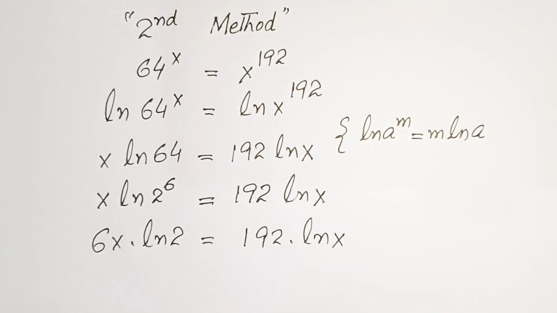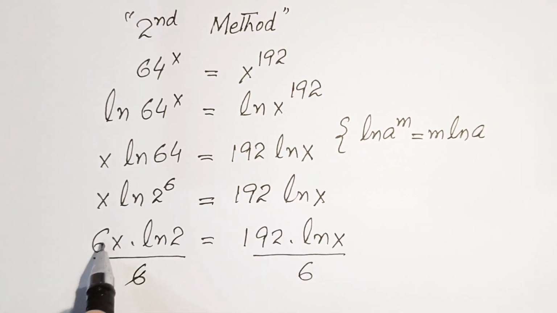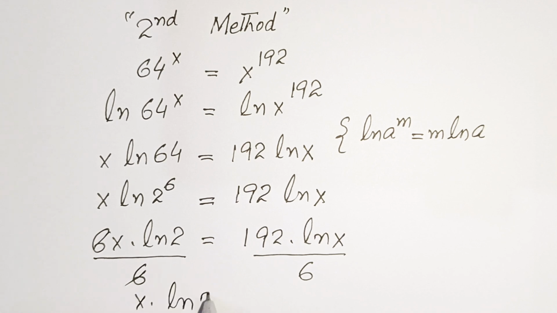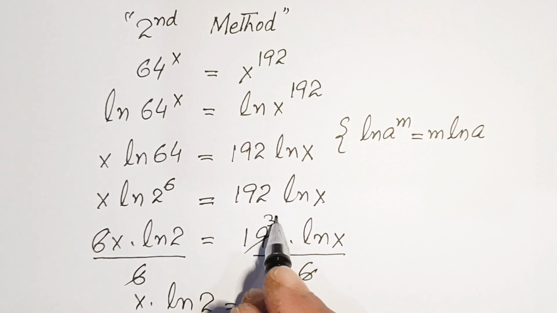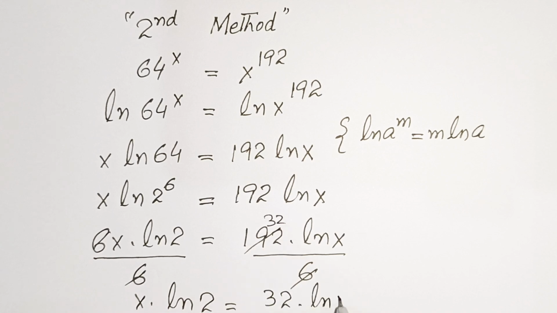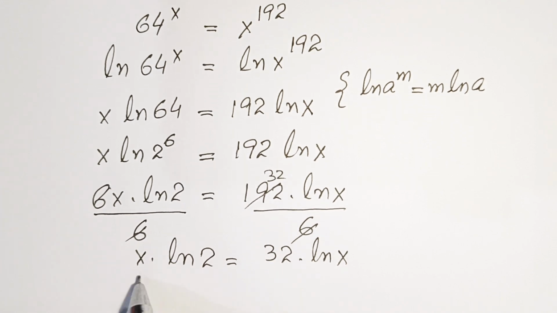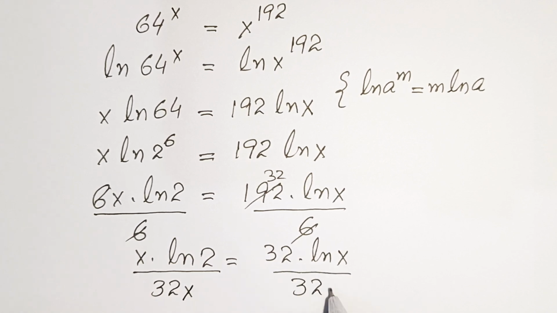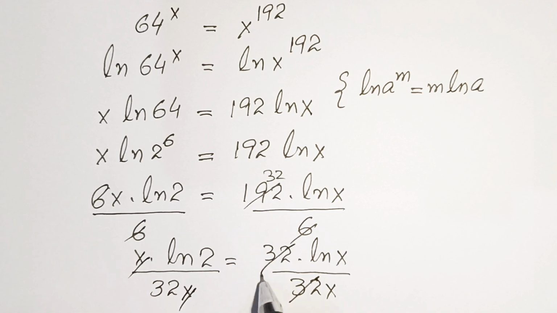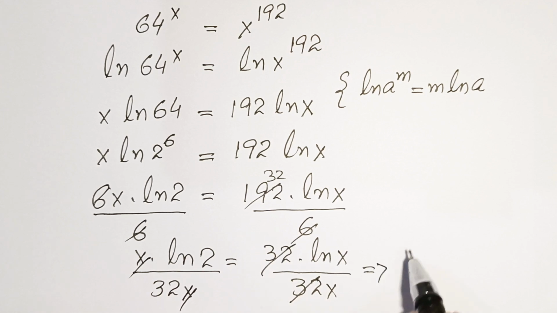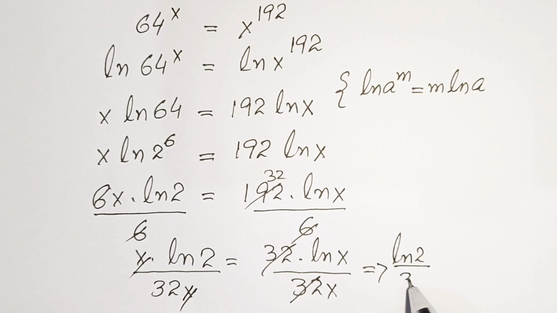Now dividing by 6 on both hand sides, this 6 can be cancelled out, so x times natural log of 2 is equal to, here we get 32, so 32 times natural log of x. Now dividing both hand sides by 32x, dividing on our left hand side by 32x and on our right hand side by 32x, this x can be cancelled out with this one, and this 32 can be cancelled out with 32. So we get that natural log of 2 over 32 is equal to natural log of x over x.